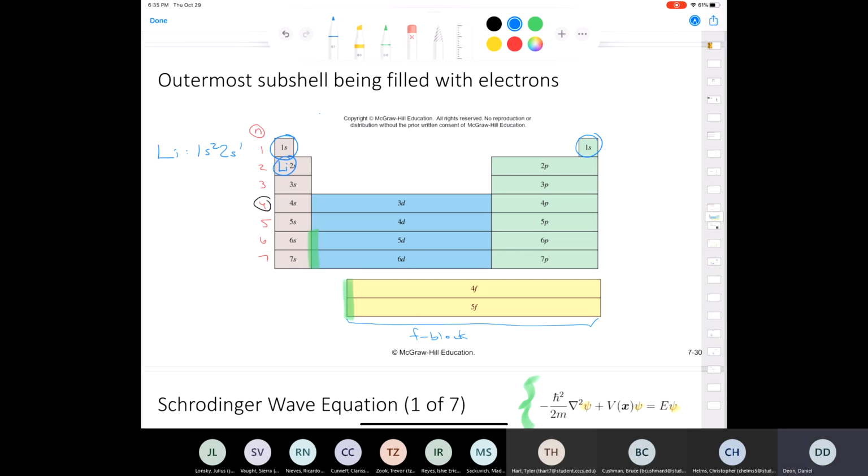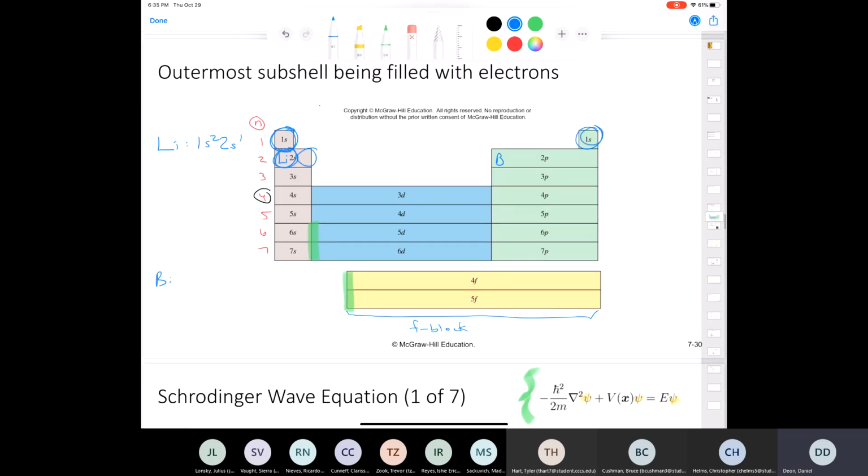What if I had, let's say, boron? Boron is found right here. For boron, I have 1, 2, 3, 4, 5 electrons, right? Boron has 5 electrons. So I have 1s2, 2s2, right? 1, 2. And then the 5th electron comes from 2p, 2p1, like that.